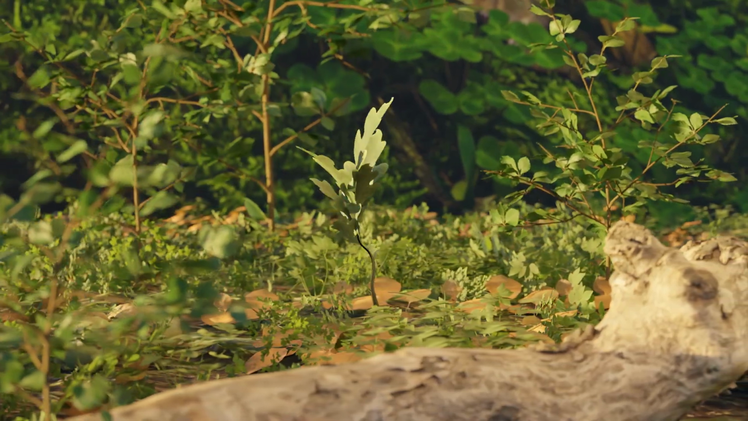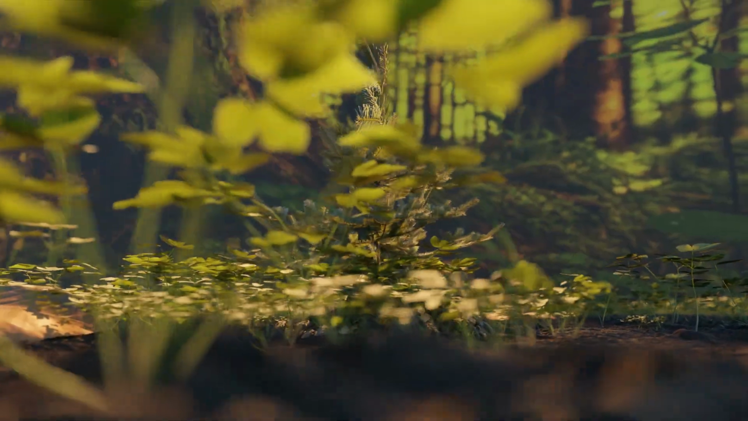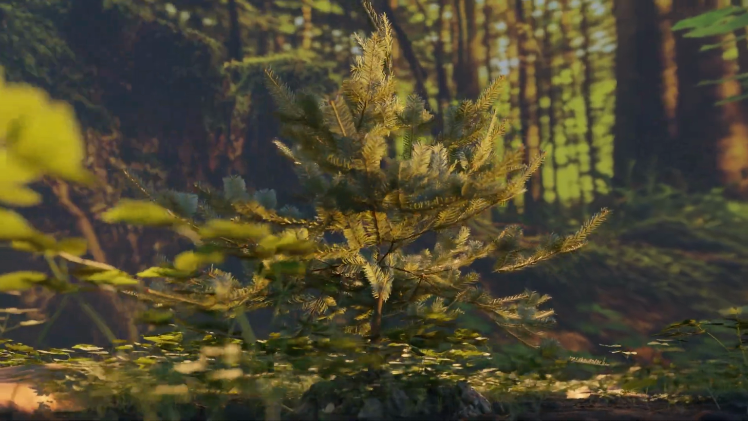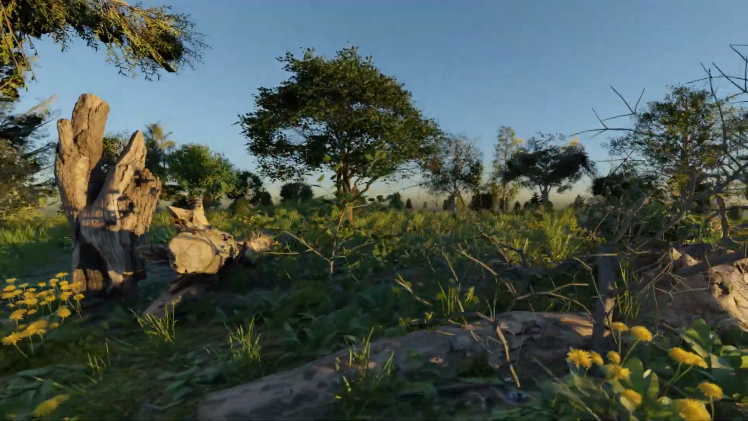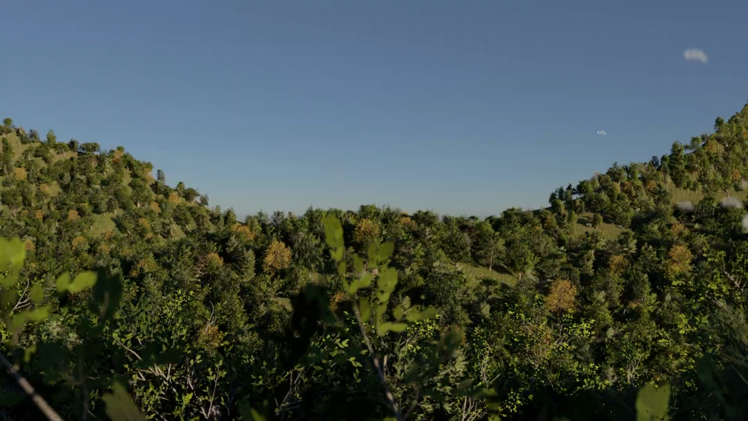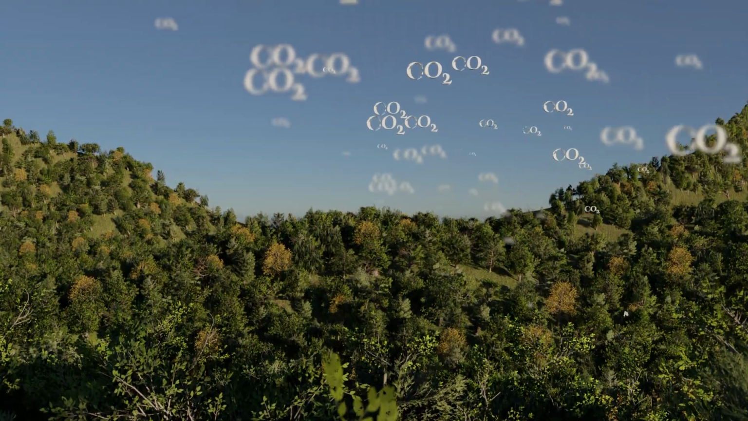However, in the forest, there are many young trees that can absorb CO2. Overall, the forest absorbs as much CO2 as it emits. The cycle is in equilibrium, which means that it is CO2 neutral.